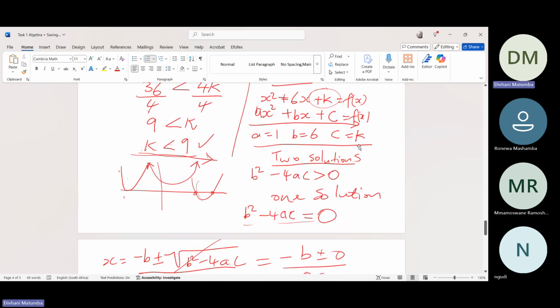So you're most likely going to get a question like this in the exams. Okay, but let's get right into the question. The question says, let's find the value of k in which your function will have two solutions. So this is what we are talking about.